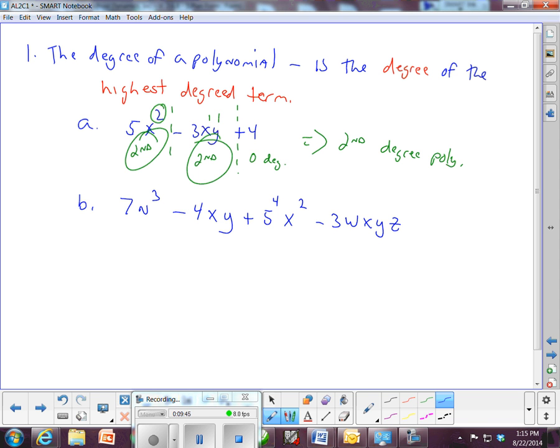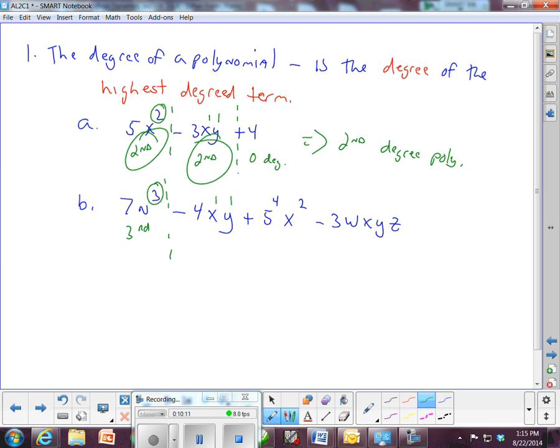Go ahead and take a moment and see if you can figure out the degree of this polynomial. By the way, feel free to pause the video at any time you need to. Feel free to rewind the video at any time you need to. You might want to pause right now and give yourself time to work, and then unpause it when you're ready to go. Okay, so the first term is third degree, because of n cubed.